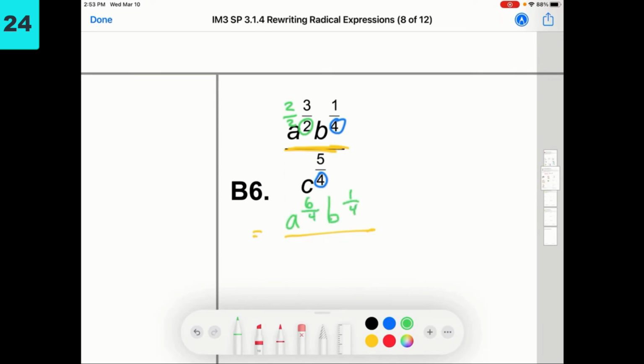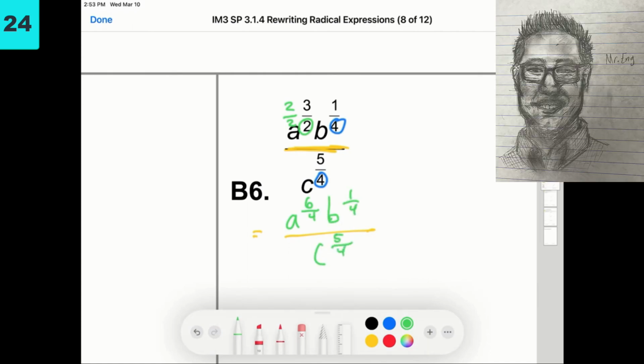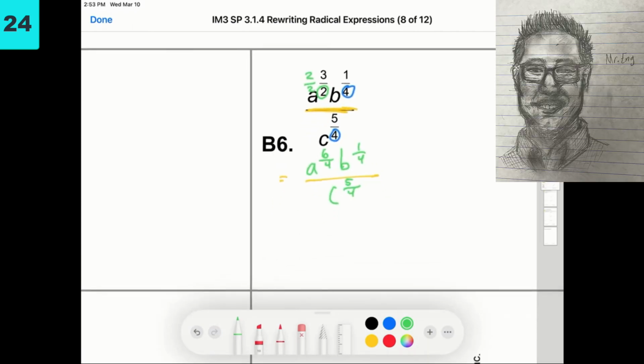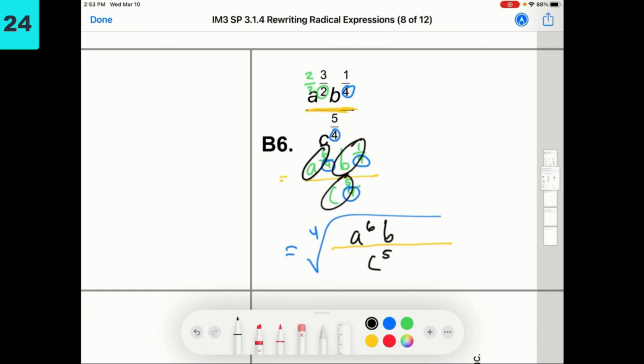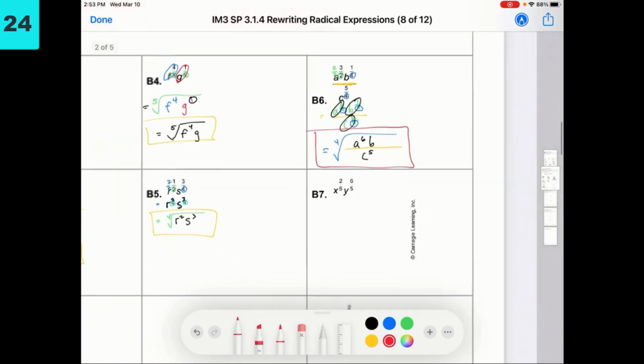b 1/4, and c 5 over 4. Okay, because they all have a denominator 4, this is what you would have. You would have your root to be to the 4th power. There's my fraction line. And I can just go through: a to the 6, b to the 1st power, which is just b, right? And this one would be c to the 5th power here. And this would be my answer for B6.